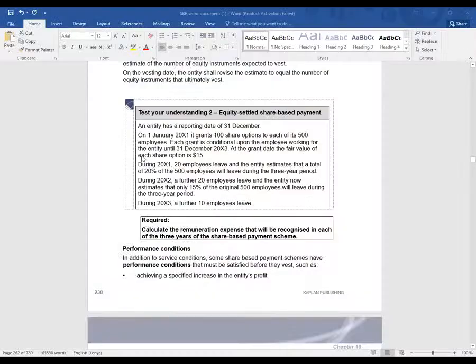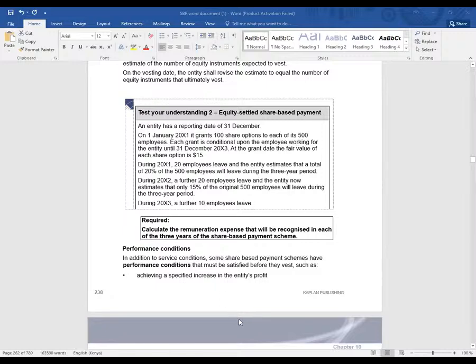So you're told here, on 1st January 2021, it grants 100 share options to each of its 500 employees. Each grant is conditional upon the employee working for the entity until 31st December 2023. At the grant date, the fair value of the option is 15. During 2021, 20 employees actually leave. And the entity estimates that a total of 20% of the 500 employees will leave during the 3 years. Even that 20 who left are within that total.